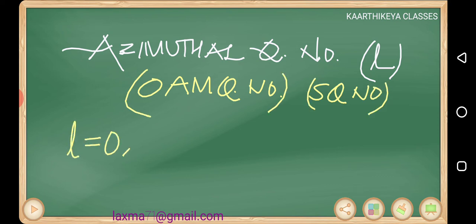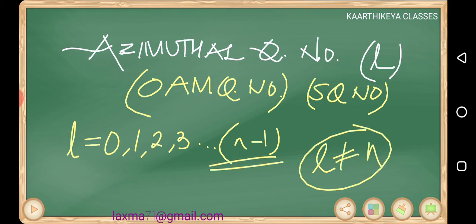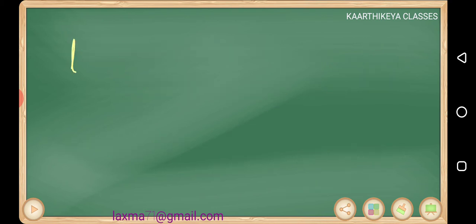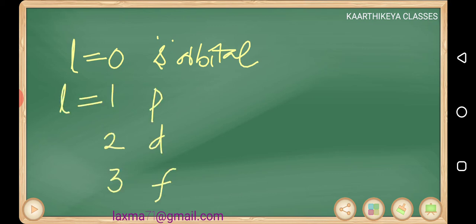The l value starts from 0 and goes up to n minus 1. Remember for your exam, l cannot be equal to n. l is always less than n by at least one, from 0 to n minus 1. Very, very important point. What does it explain? If l is equal to 0, the orbital is s; if l is 1, p; 2, d; 3, f. These are the orbital values.